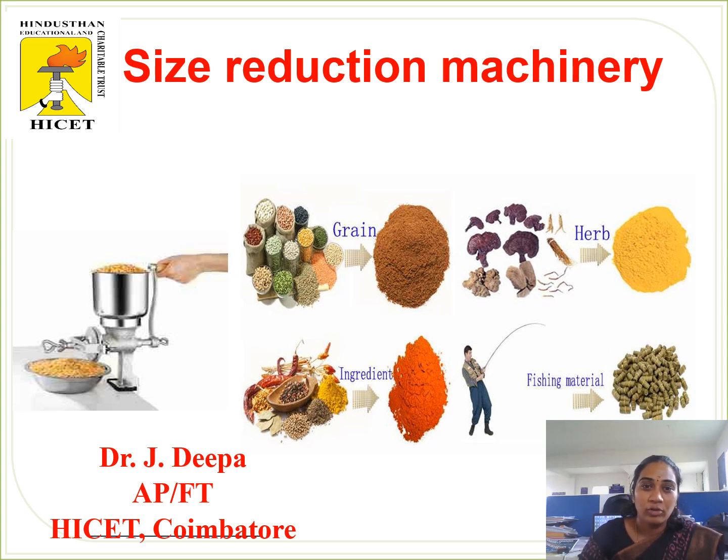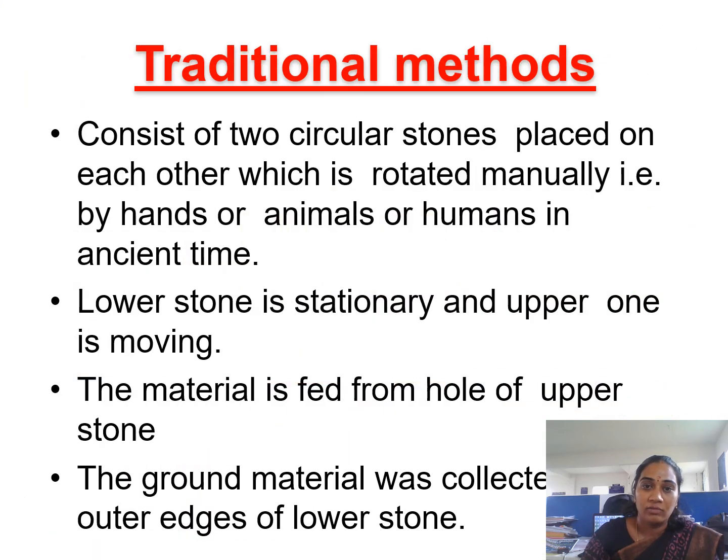So, in this video, we are going to see about the size reduction machineries. When we talk about size reduction, it is nothing but reducing the size of the particles. Traditionally, we used stones. Two circular stones were used to reduce the size of the particles. They were rotated manually, either using hands, animals, or humans in olden days, where one stone is stationary and another one is moving.